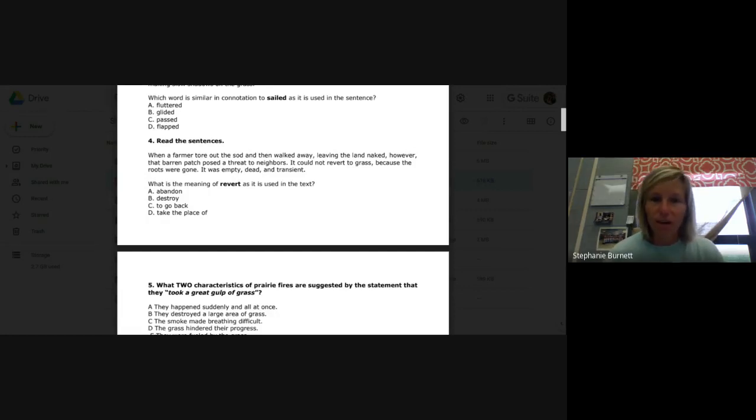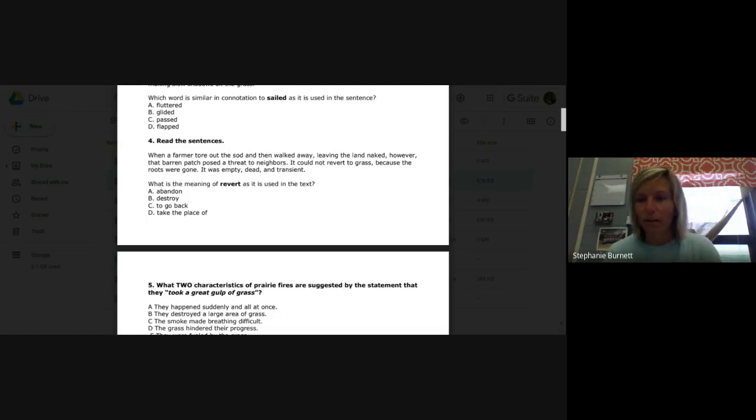So it says, what is the meaning of revert? It could not revert to grass. It couldn't what to grass? Let's see what we could put in place of it. It says it couldn't abandon to grass. It couldn't destroy to grass. It couldn't go back to grass. It couldn't take the place of grass.